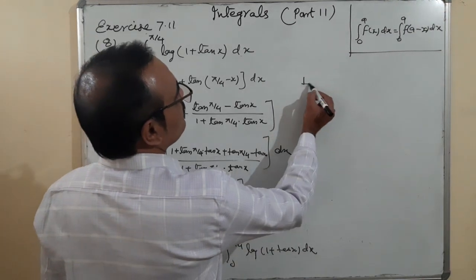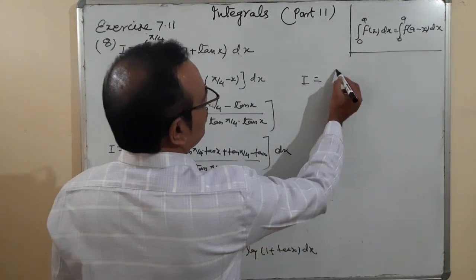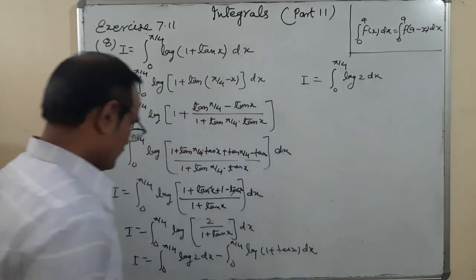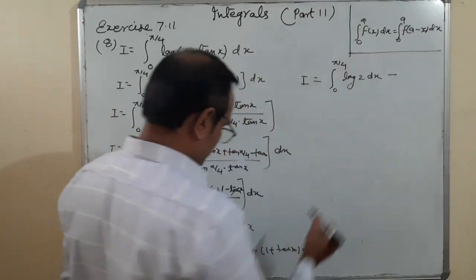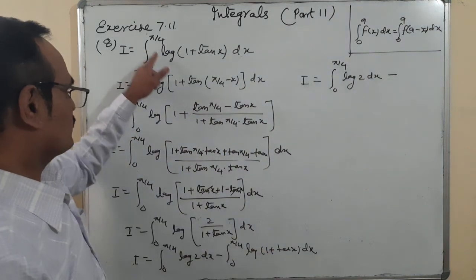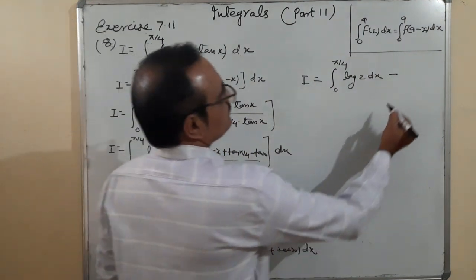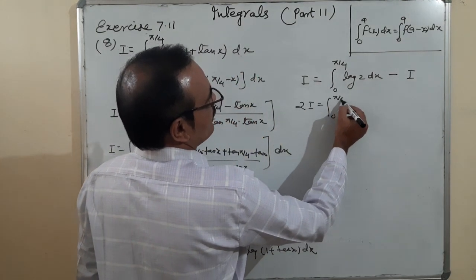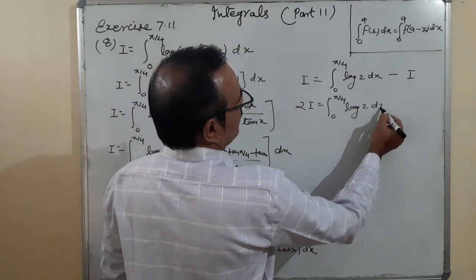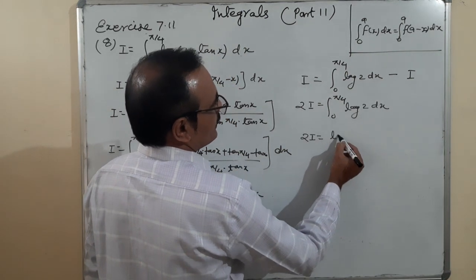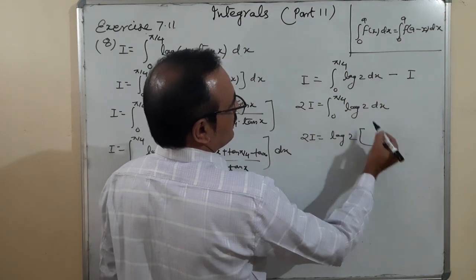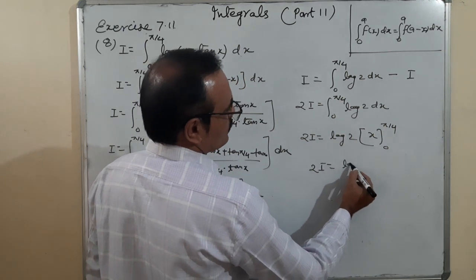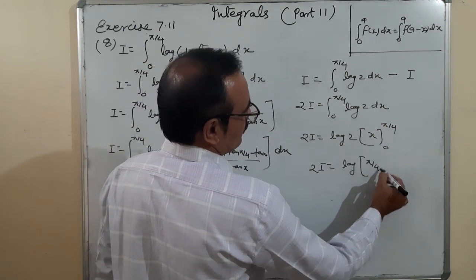I is equal to integral 0 to pi by 4 log 2 dx minus integral 0 to pi by 4 log 1 plus 10x dx. That is I. So I plus I, 2I is equal to integral 0 to pi by 4 log 2 dx. 2I is equal to, because log 2 is a constant term, integration of 1 is x, 0 to pi by 4. 2I is equal to log 2 times pi by 4.